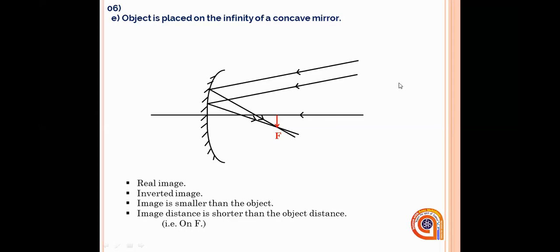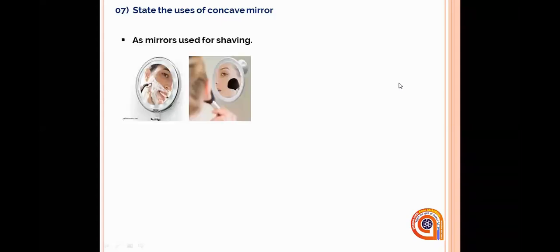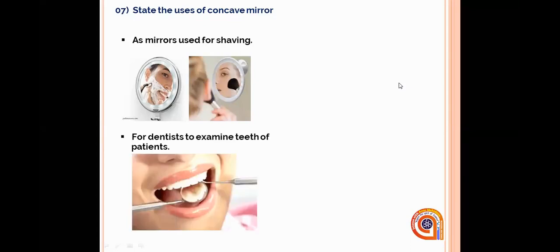Fine. So let me take the next one now. That is question number 7. State the uses of concave mirror. What are the uses of concave mirror? Look at this. As mirrors used for shaving, applying the cosmetics and all. For dentists to examine teeth of patients, right? You could have observed, you could have experienced this also, few of you. For dentists to examine teeth of patients also, they are using this concave mirror.